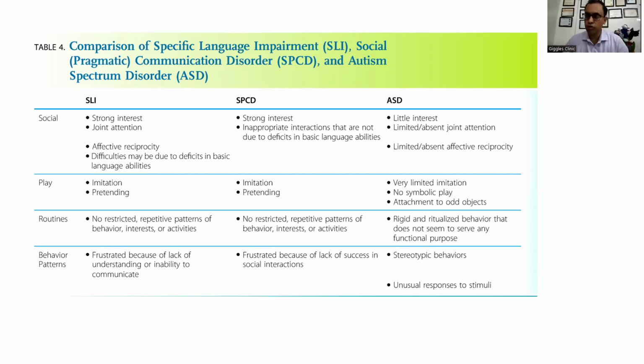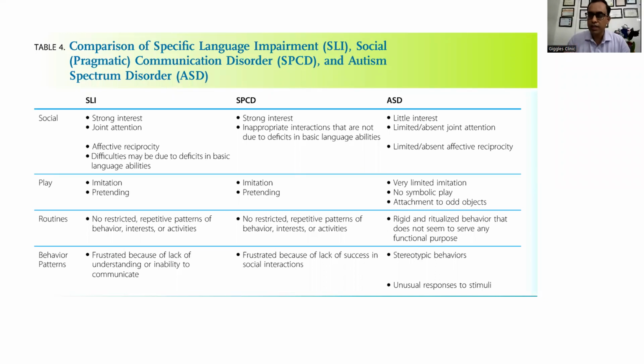An ASD kid, if you say hello, how are you, will run away. A child with social communication disorder, if you say hello, how are you, is not able to speak, but he's trying. That is, motivation is there. Eye contact is there, interest is there, he's connected with the environment, awareness is there. That is what is typically lacking in a child who's on ASD.